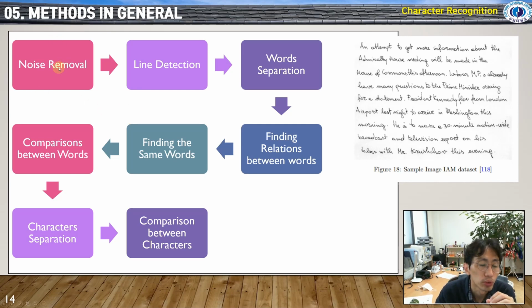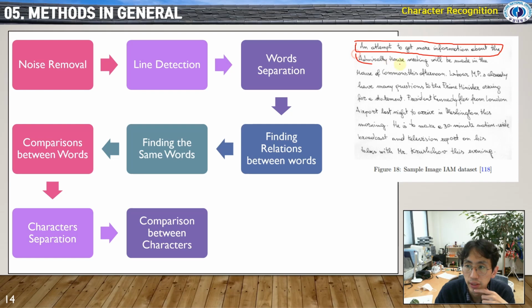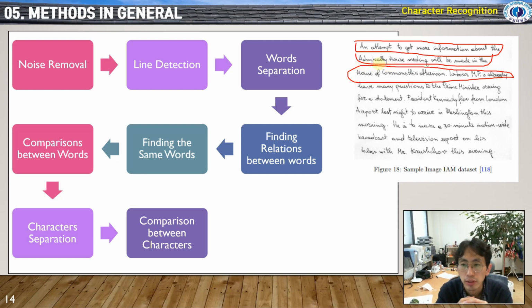So we need to remove the noise first, and then the second thing we need to do is line detection. There are several lines here, so we need to separate each line. There are many lines in this document, so we need to separate line by line. We need to separate this line, the second line, and the third line, and we may store a sub image from the source image.